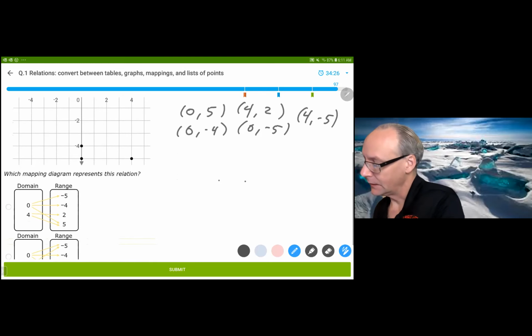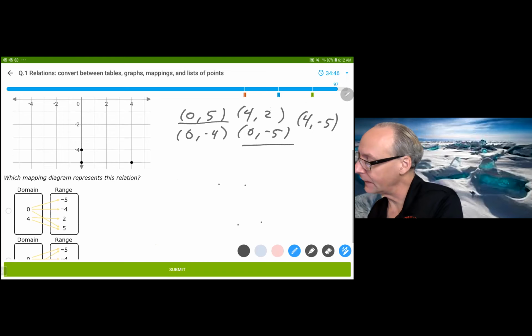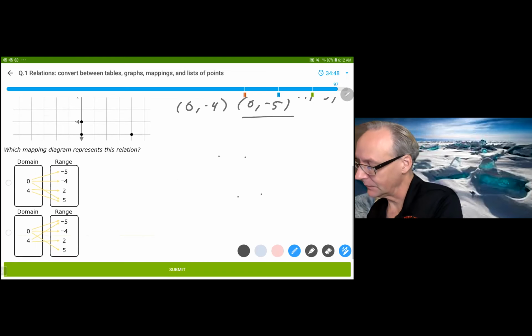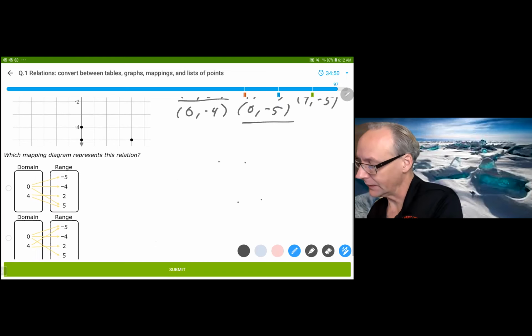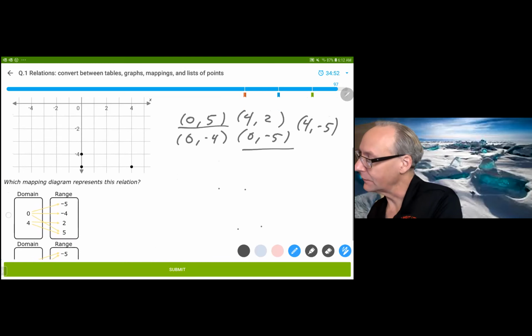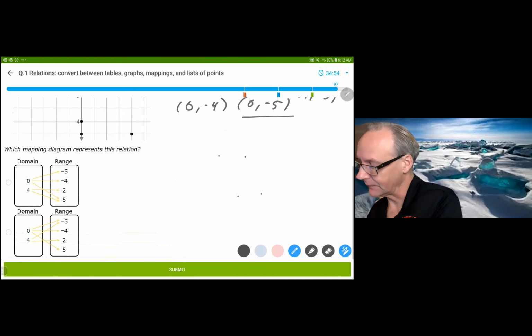Okay. Looks like we're getting a 0, -5, which is the reason it's not a function. And it's going to both. And then 4 is going to 2. And 4 is also going to -5, which is not the top one. Looks like it might be the bottom one. Let's see, 0, 5, and 0, -5. Yep. And 0, -4. Yep. And 4 is going to 2, and 4 is also going to -5. There it is. It's the bottom one.